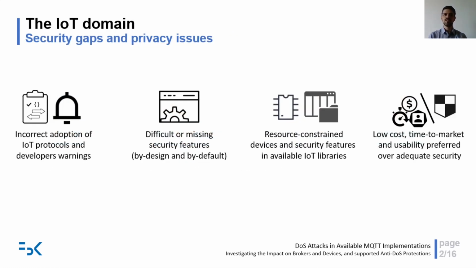There are plenty of security gaps and privacy issues that surround the IoT domain: the incorrect adoption of IoT protocols and security guidelines, the lack of warnings when developing a product that is not secure by design and by default when launched on the market, then the use of resource-constrained devices that prevent adopting current security best practices, such as the use of TLS, and when they actually would, the adoption of libraries and configurations that do not enforce them.